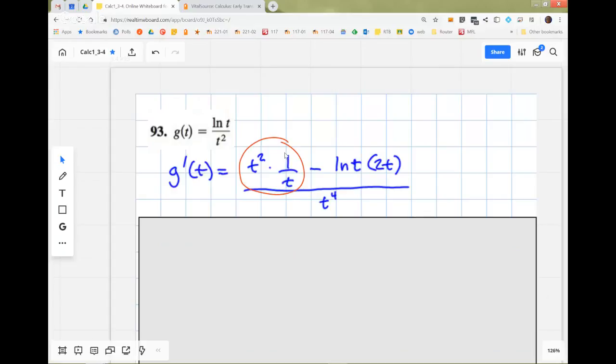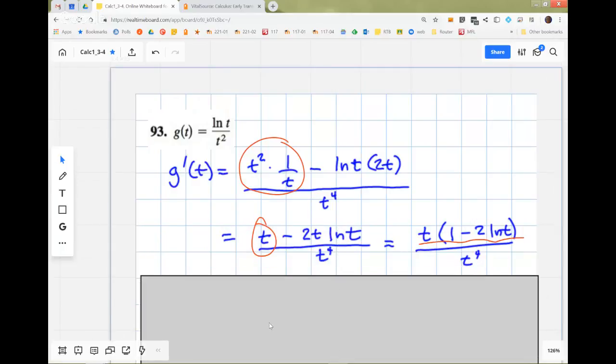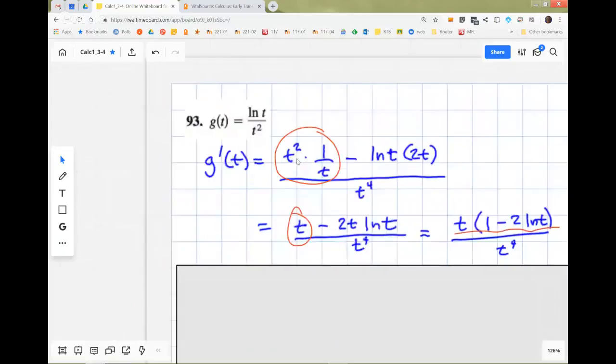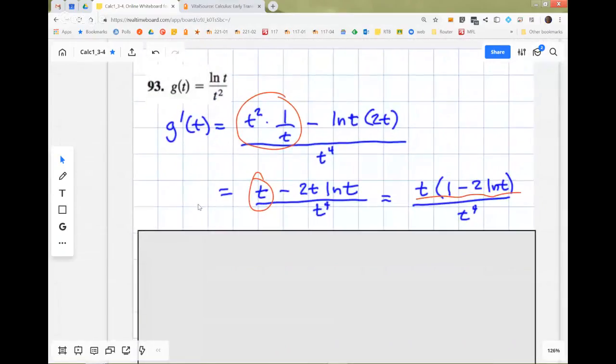Denominator times derivative of numerator. The derivative of the natural log of t is 1 over t, minus numerator times derivative of denominator, over denominator squared. What's t squared times 1 over t? Yeah, the t's cancel, you just get t, right? T.